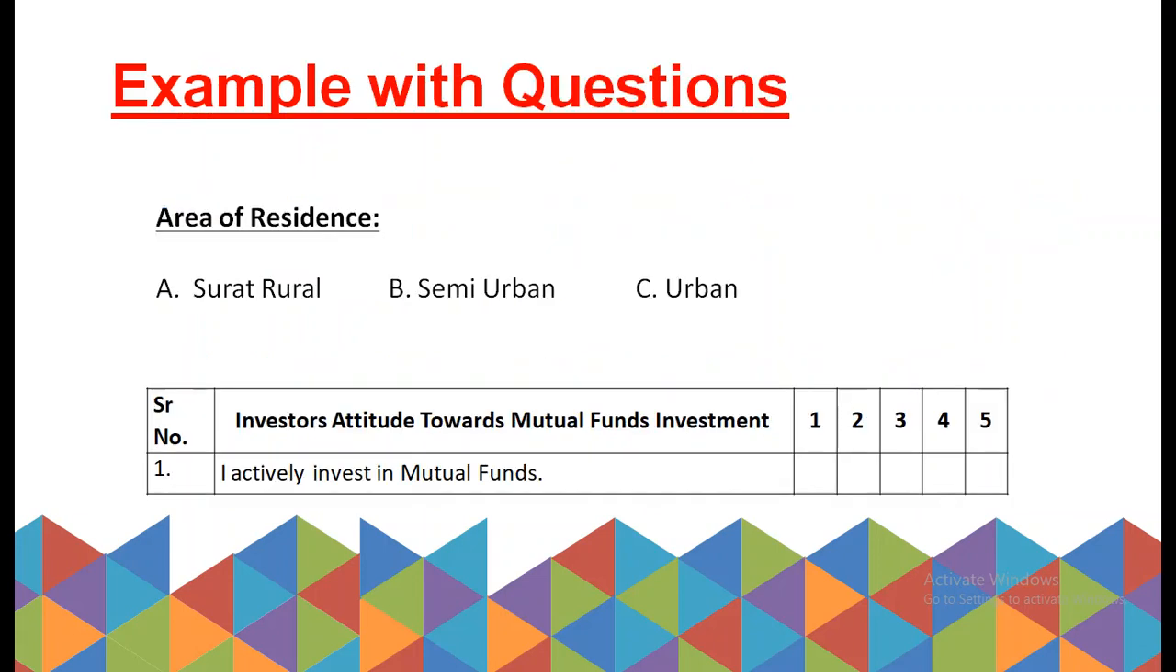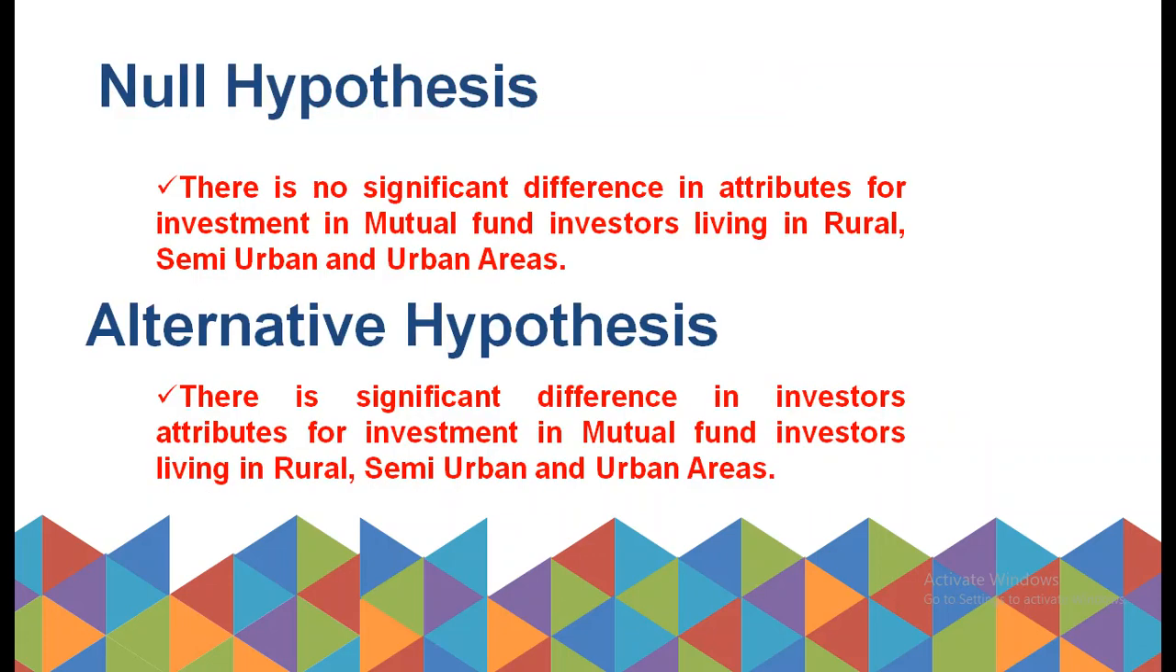Here the questions are asked in this manner. First, the area of residence, so people from the different areas: rural, urban and semi-urban. And here the attribute is asked in this way: the investor is actively investing in a mutual fund. So here 1 to 5 scales are there, where 1 is for strongly agree and 5 for strongly disagree.